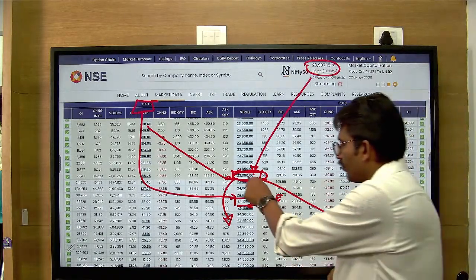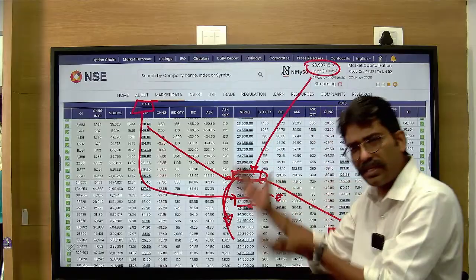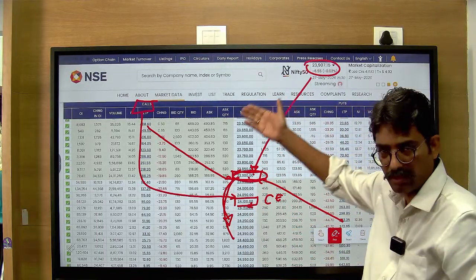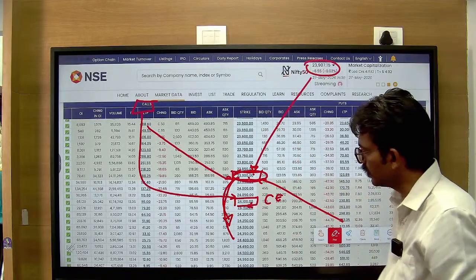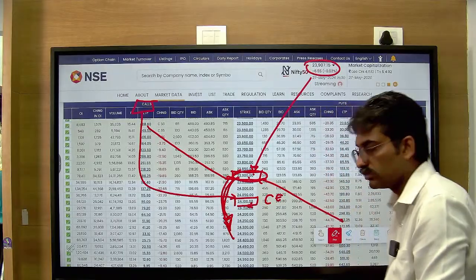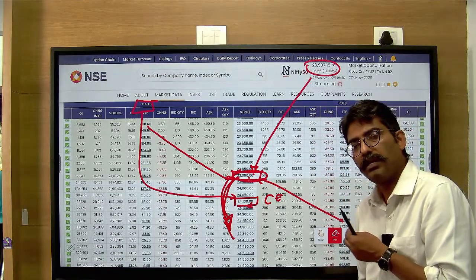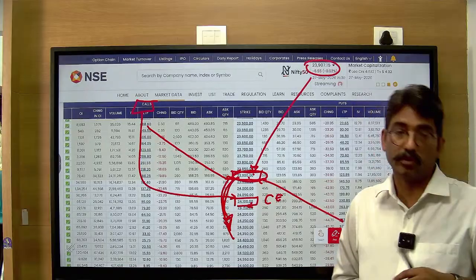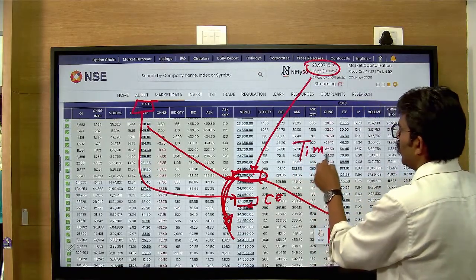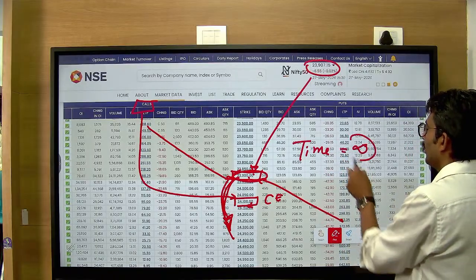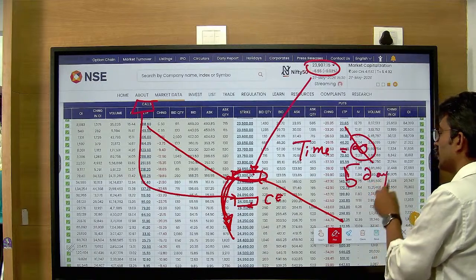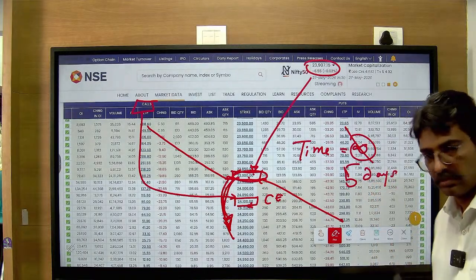And if it keeps traveling to higher numbers, this scale is slightly inverted. So the lower numbers are higher and the higher numbers are lower. If it keeps traveling to the higher numbers, then you can possibly make an unlimited amount of money. But the time you have available is not infinity. The time that is available to you is only 5 working days, which is until 2nd June.